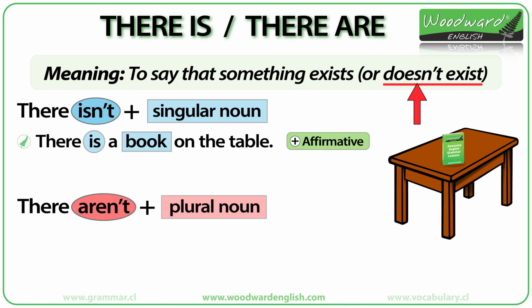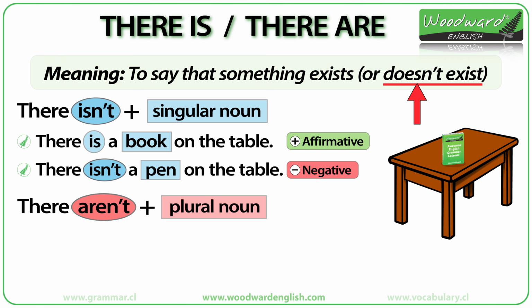For example, there is a book on the table. This is an affirmative sentence. Can you see a pen on the table? No, there isn't a pen on the table. This is a negative sentence. There isn't a pen on the table.